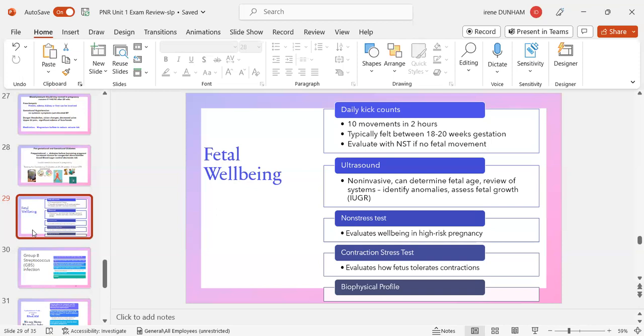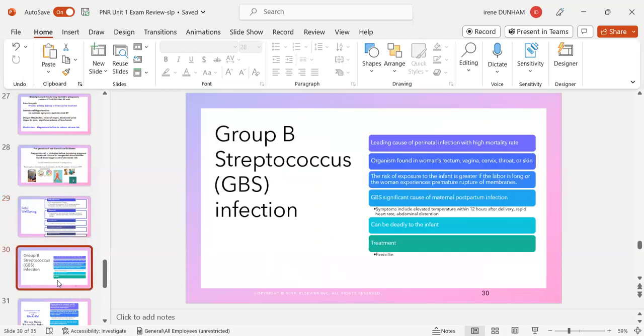And a lot of times when they fail this non-stress test, it's not reactive, then the next step is to look at the baby more closely, and we'll do a biophysical profile. Because in the biophysical profile, each category gets points, and if mom doesn't have enough points, then baby is in trouble, and then we do a cesarean. We get the baby out. So that's called a biophysical profile.